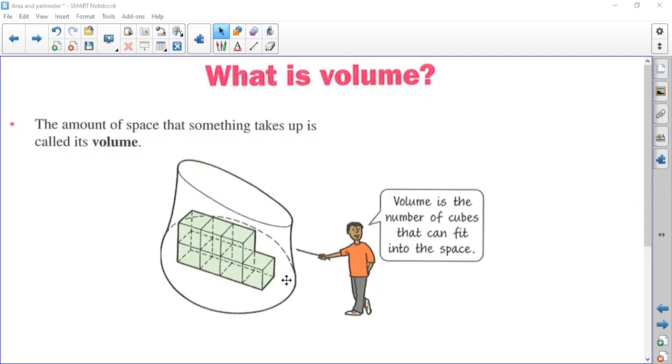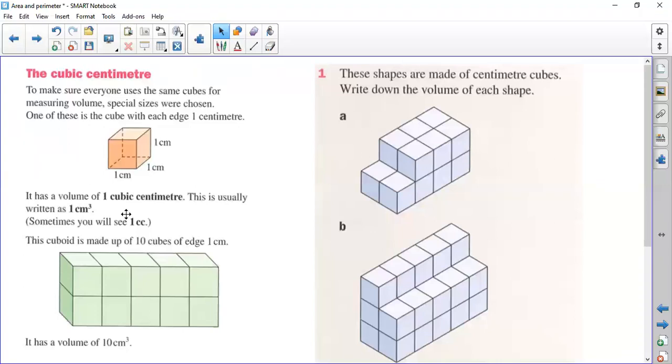To measure volume, we have to find the number of cubes that can fit into the space. To make sure that everyone uses the same cubes to measure the volume, we have taken a cube with an edge of 1 centimeter, and the volume of which is 1 cubic centimeter. We can use this kind of cube to measure the volume of other things.